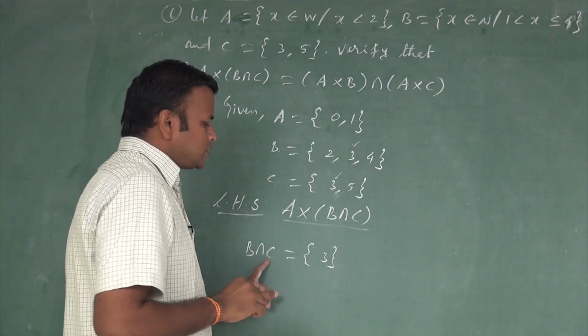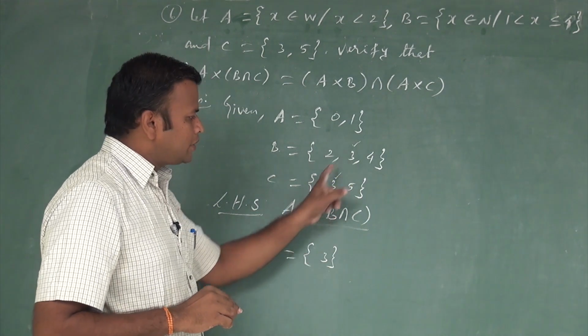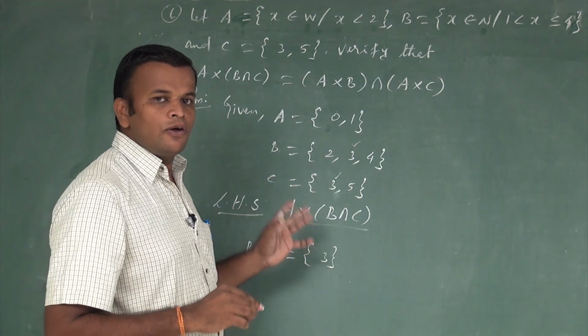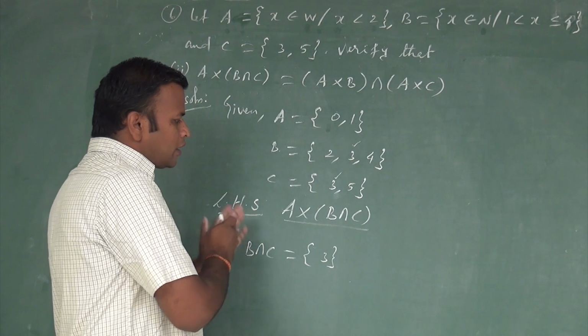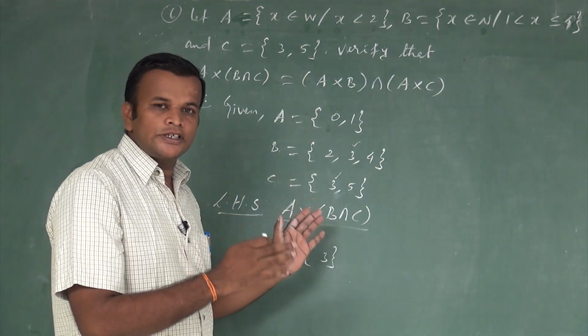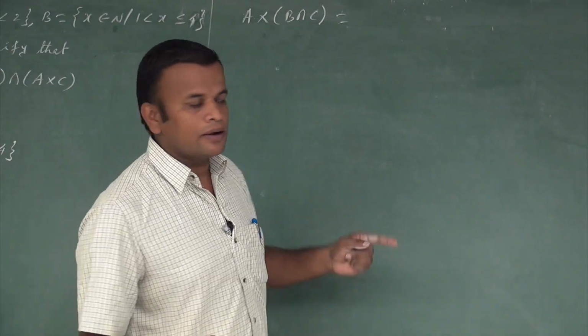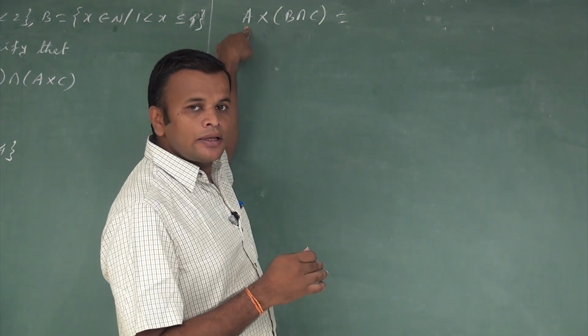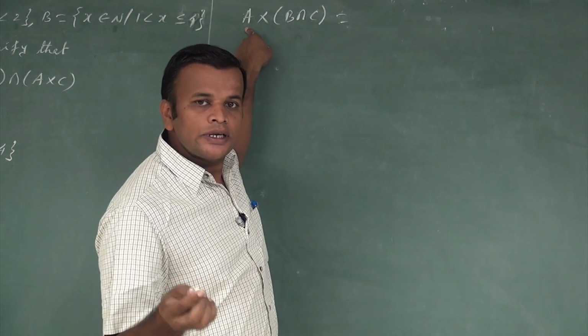So B intersection C contains only one element. The element is 3. So now we find the Cartesian product of A cross B intersection C. Now we find the Cartesian product of the set A and another set, B intersection C.